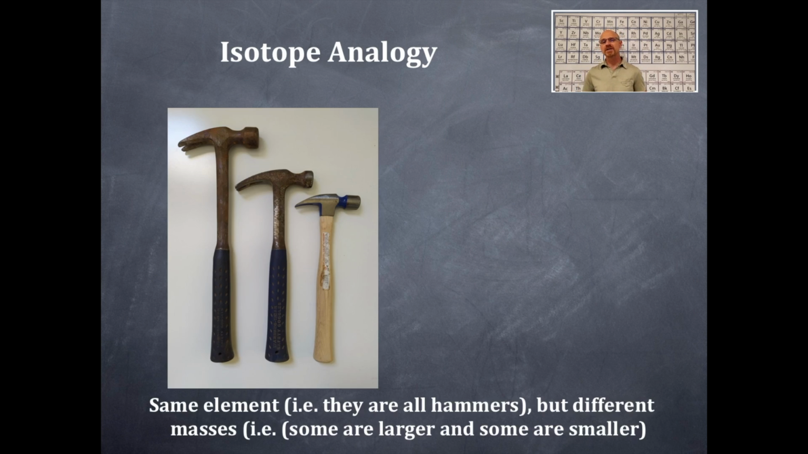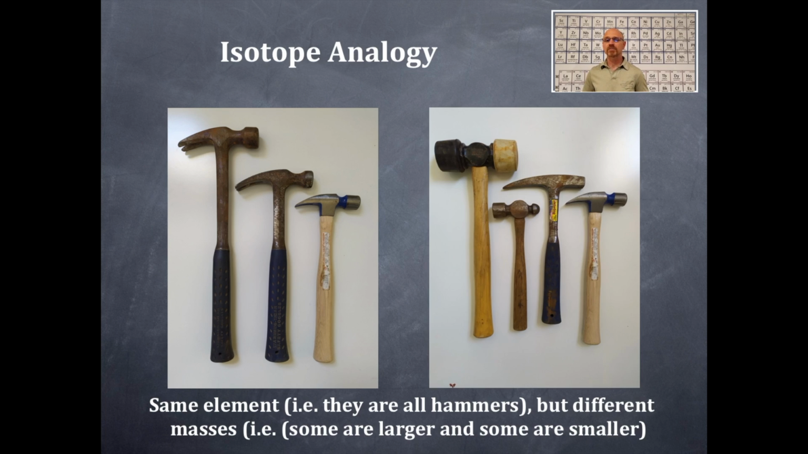Here's another isotope analogy for you, and these are hammers. They're the same element, they're all hammers, but they have different masses. You should see that some of these hammers are bigger than the other ones. They do sometimes serve different functions as well. Even though they are all hammers in the second picture there, some of these hammers have different functions than the other ones do. Hopefully that worked well for you for an isotope analogy. So, same atomic number, but different number of neutrons, so therefore different masses.